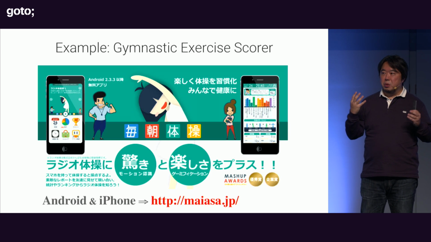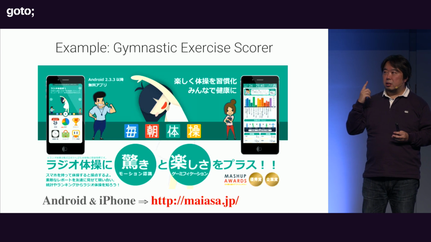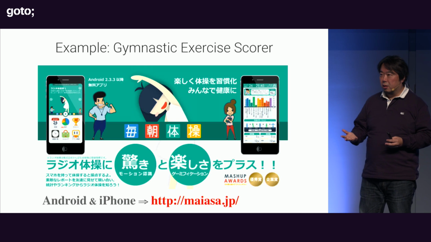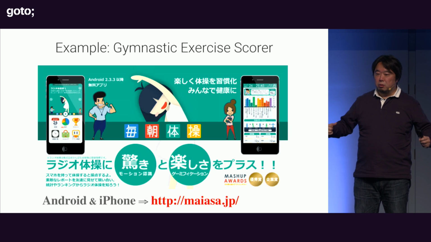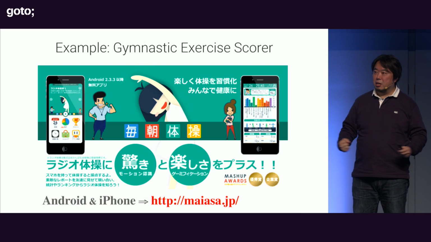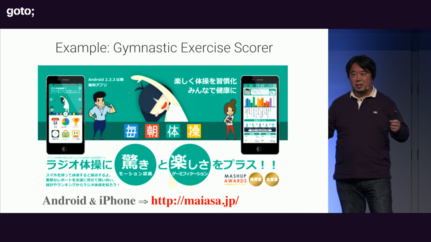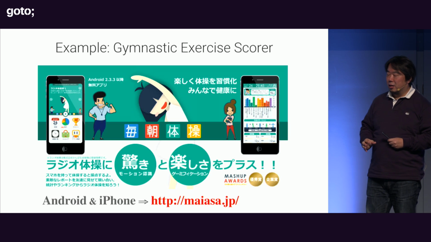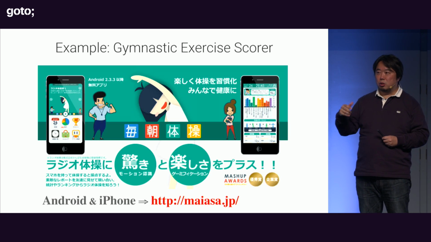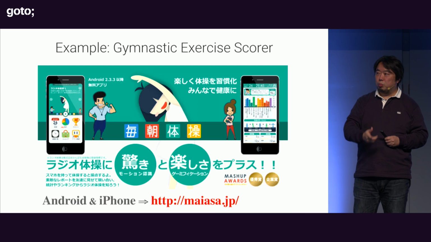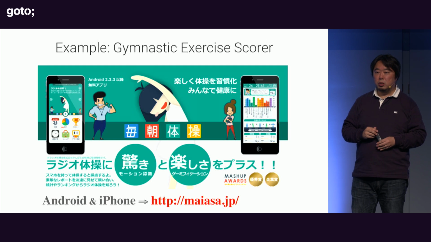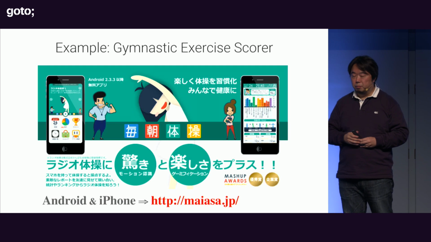gymnastic exercise music at around 6 a.m. or 6:30 a.m. every morning. And so millions of Japanese people do the same exercise, listening to that music. That is called radio exercise. This application is a scorer for that exercise, and it has been in production for over 2 years using TensorFlow.